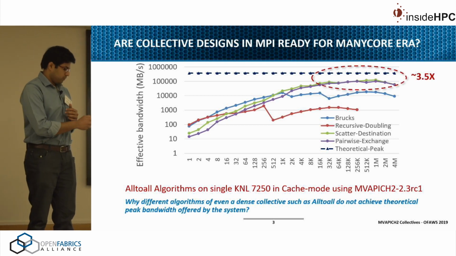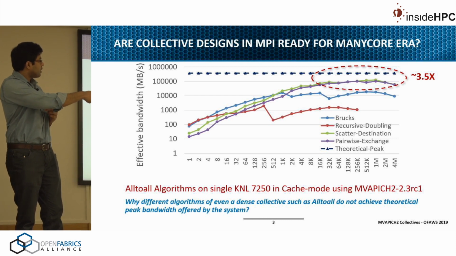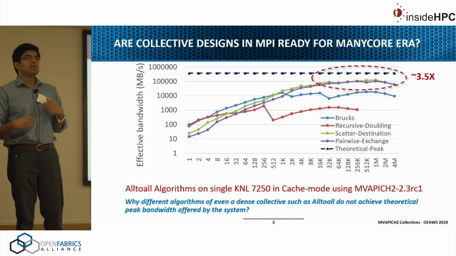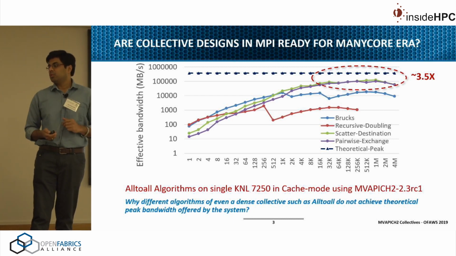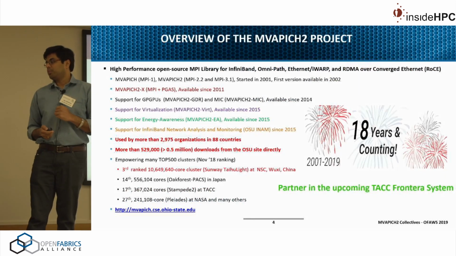We can see that there is about a factor of 3.5 difference between what the best algorithm can do right now and what the theoretical peak is. So what we are trying to do is fill this gap and get the performance to where we want it to be.